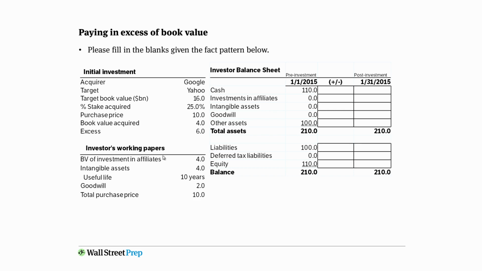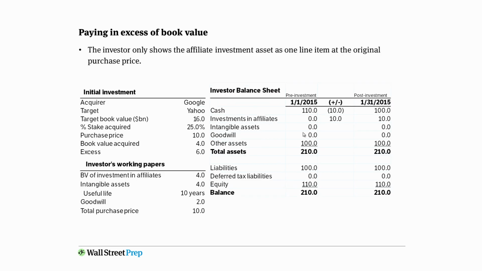And then on the investor's working papers, we're also showing that the intangible assets that are written up as a result of this have a useful life of 10 years. They represent $4 billion of the $6 billion excess. And then the rest is attributable to goodwill. So hit the pause button and try to identify what's going on the day of the initial investment. Once you're ready, hit play and we'll go through it together.